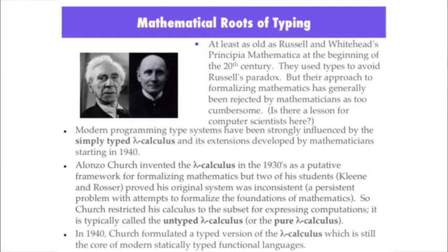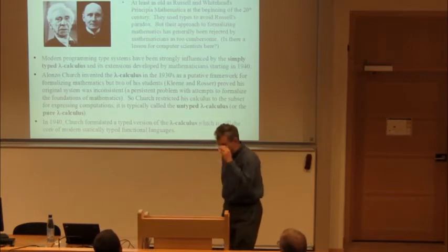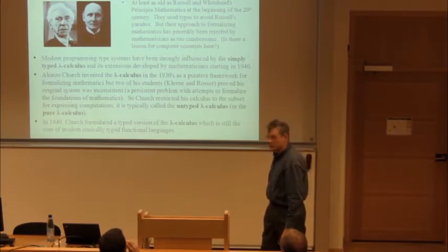But now to talk about the aspect of mathematical research involving types that really has had an impact on modern programming languages, and that's the simply typed lambda calculus, introduced by Alonzo Church. Church originally proposed a more comprehensive system. He had some very smart students named Kleene and Rosser. I don't know if you've heard of Stephen Cole Kleene and Barkley Rosser. Together, they showed that Church's original system was inconsistent. So Church kind of pulled back, and he restricted his calculus to just the piece that describes computation. And that's what we know today as the untyped lambda calculus. And then in 1940, because he basically did research connected with that lambda calculus for his entire career, he formulated a version of lambda calculus that was typed, and it's still the core of modern statically typed functional languages.